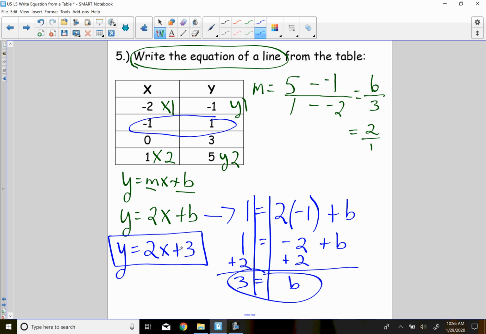You'll notice in the table, the y-intercept was actually in the table. If you look at 0, 3, if you graph that, it's actually on the y-axis. So whenever you have 0 for x, that's your y-intercept. We didn't catch it on the first round, but that is your y-intercept.